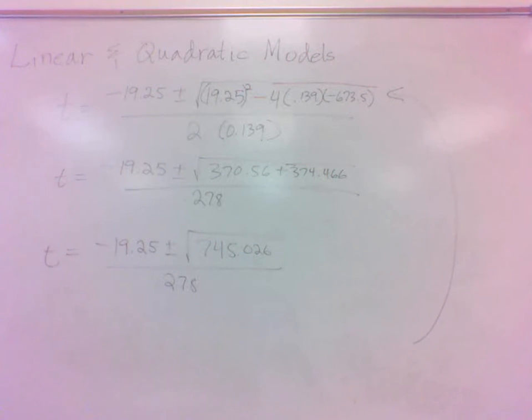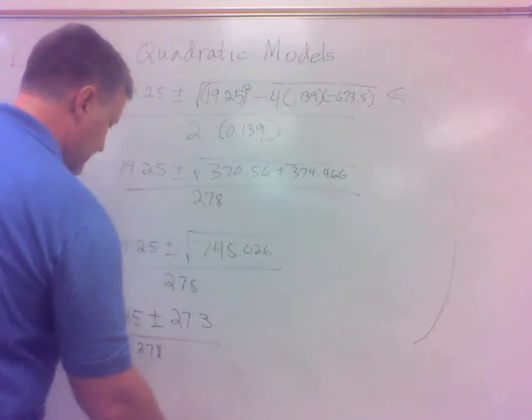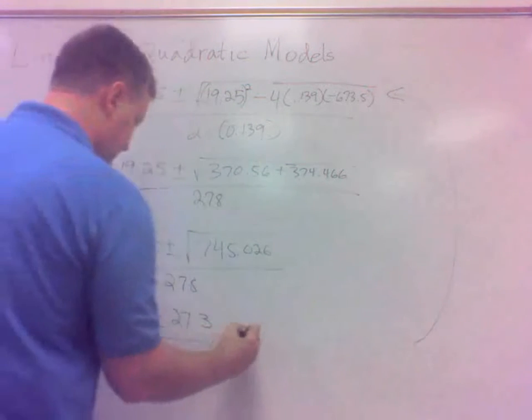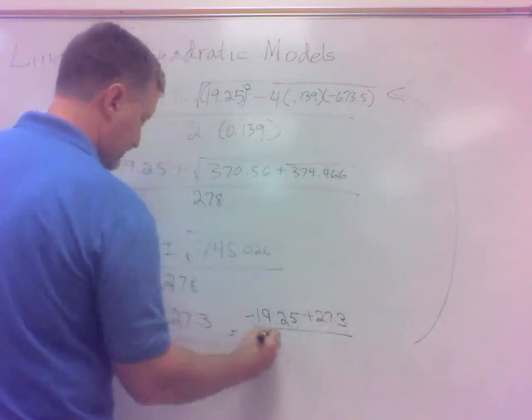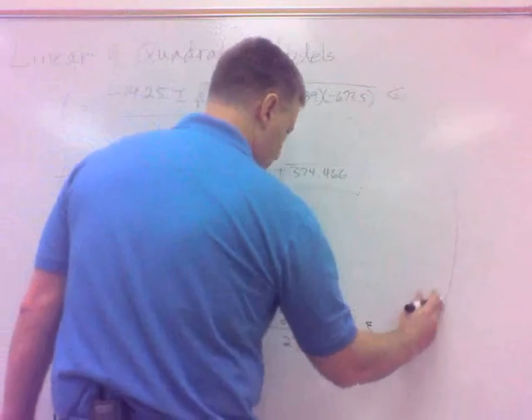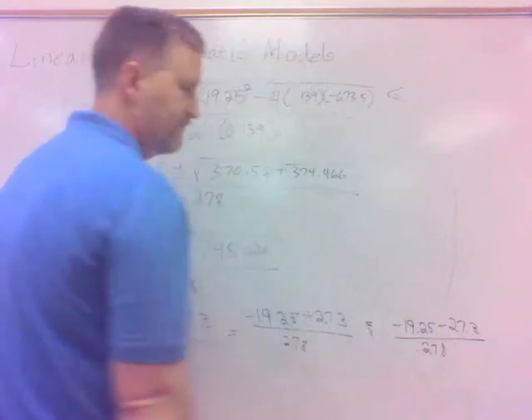All right, well, I'm seeking a year, a time. This gives me the answer, but it's not entirely clear what year that is. So here's what I'm going to do. I'm going to go ahead and square root that, round that off. So it's negative 19.25 plus or minus the square root of 745.026, which is 27.29. So say 27.3, divided by 0.278. All right, again, therein is the answer, but it's not entirely clear. Let's divide it up. It's negative 19.25 plus 27.3 divided by 0.278. And also I've got negative 19.25 minus 27.3 divided by 0.278.